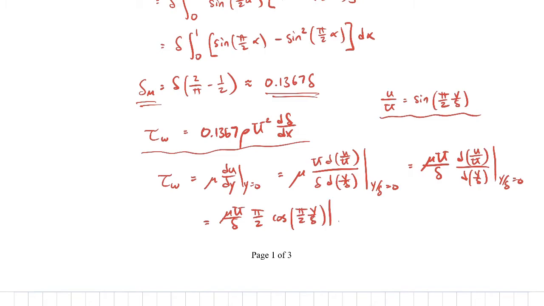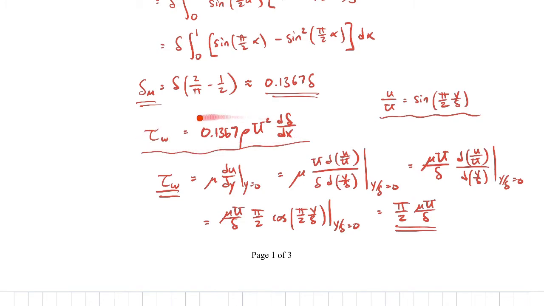And we're going to evaluate that when y over delta is equal to 0, so that'll just be equal to pi over 2 mu capital U over delta. Okay, so that's the wall shear stress just evaluated using our standard mu times du dy expression. So now we have two different expressions for the wall shear stress.